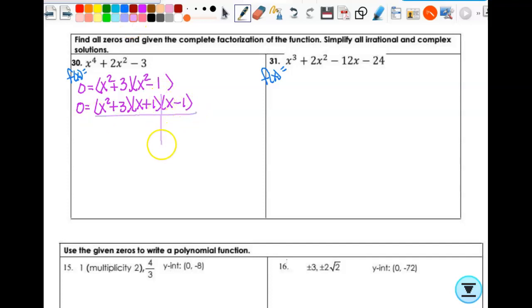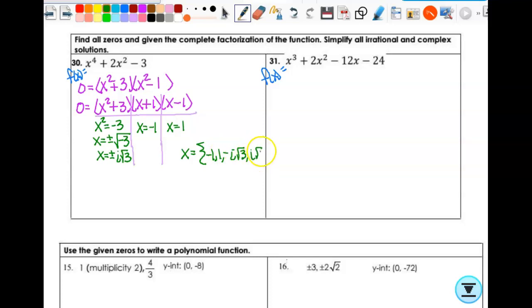So I'm going to go and find my zeros. This will give me x squared equals a negative 3, so x equals plus or minus the square root of negative 3, which means x equals plus or minus i times the square root of 3. Then here, this is just going to give me x equals negative 1 and x equals 1. So my zeros are negative 1 and 1, and negative i square root of 3, and i square root of 3.